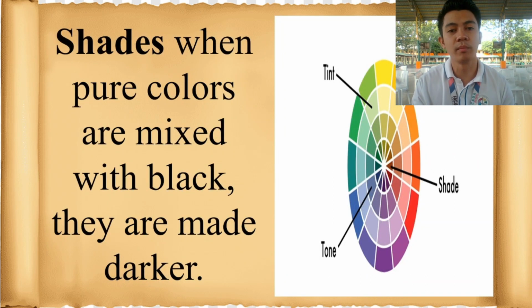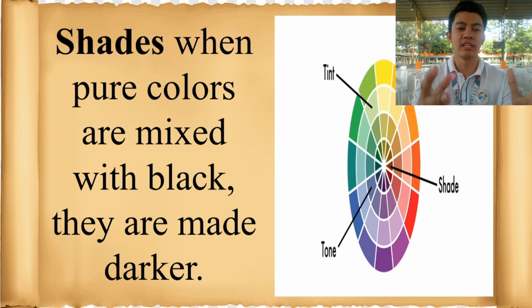When pure colors are mixed with black, they are made darker. Like for example, when black is added to red, you have maroon, a shade of red. The more black you add, the darker it gets. Ayan. Shades ang tawag doon.